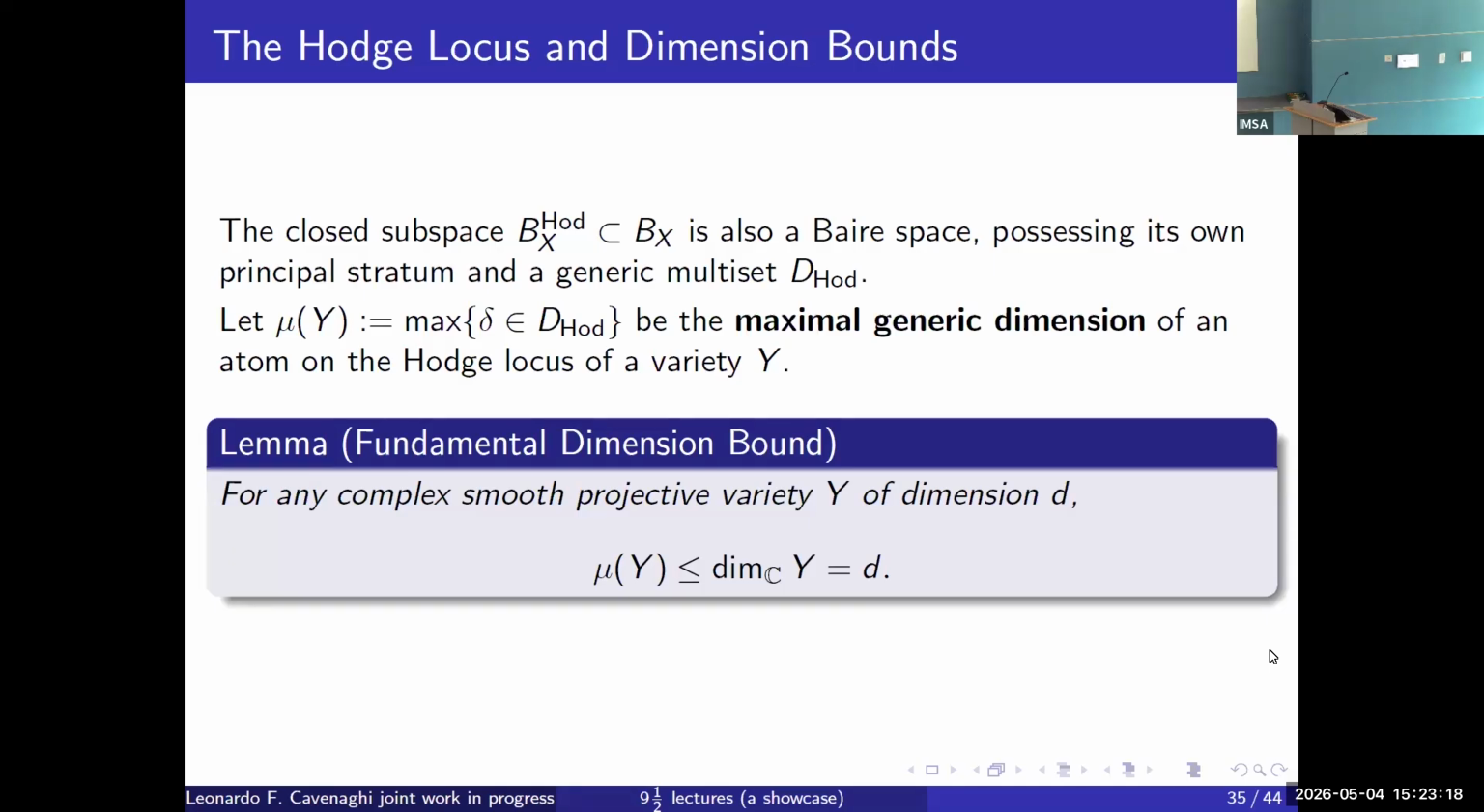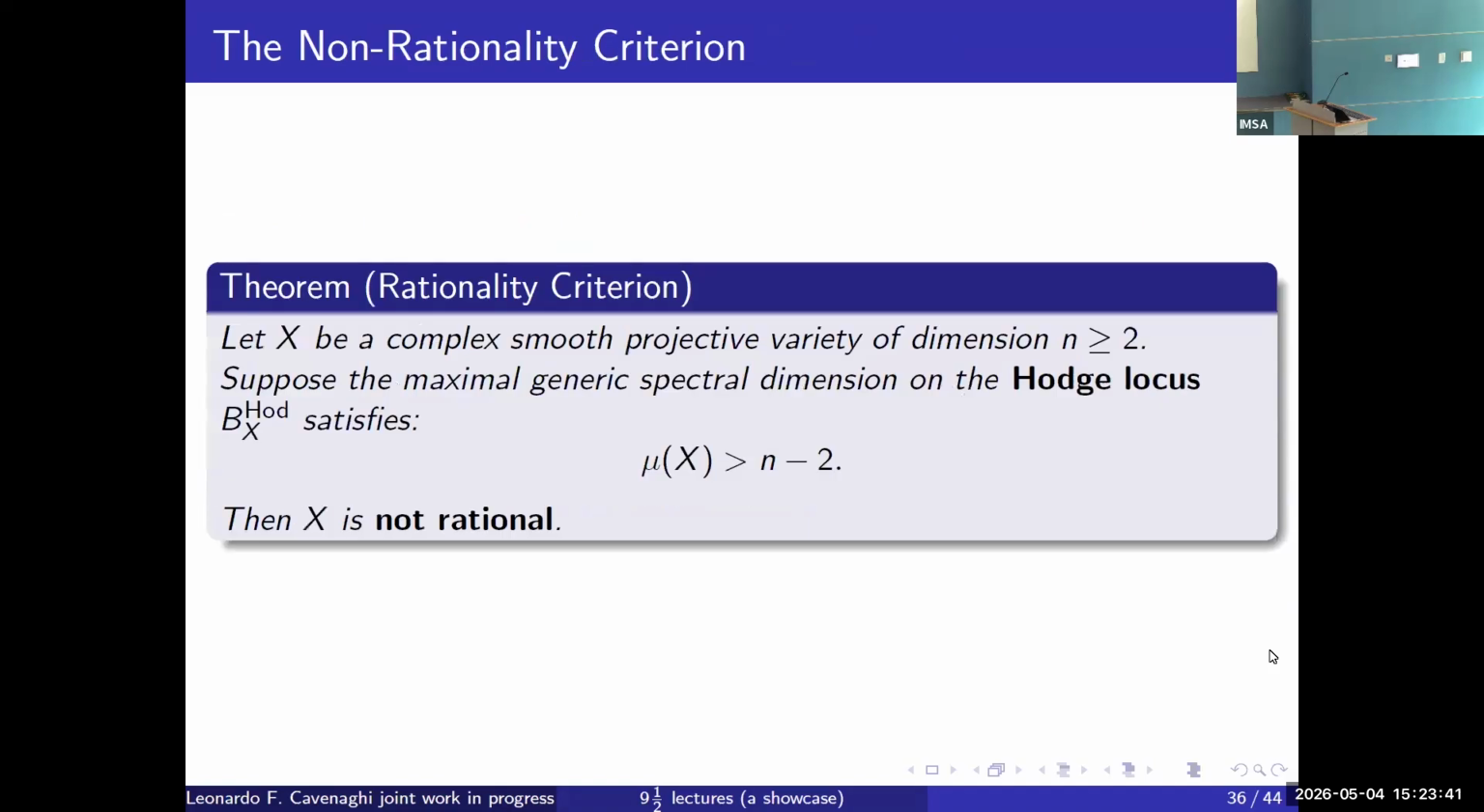That's the point. We're going to try to keep track of this spectrum as you move on your parameter space, the dimensional spectrum. Lemma, this is the hardest part. For any complex smooth projective variety, you show that this number is bounded by its dimension. Functoriality criteria: if X is a complex smooth projective variety of dimension greater than 2, suppose the maximal generic spectral dimension of the Hodge locus satisfies this.